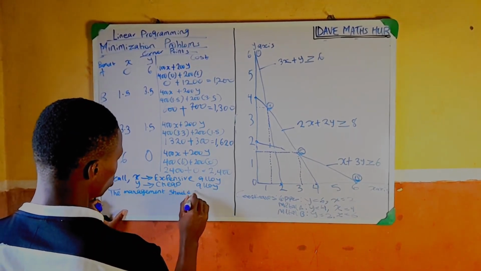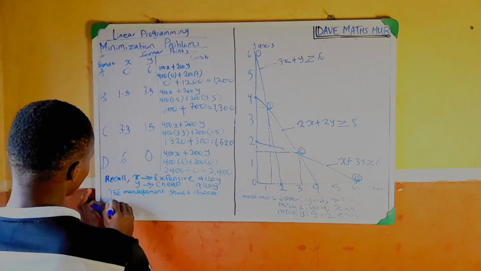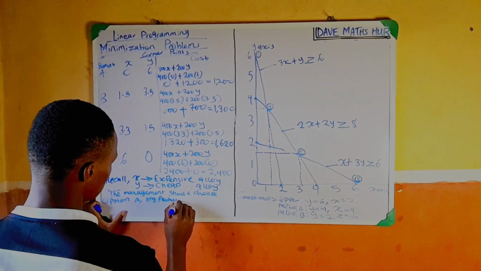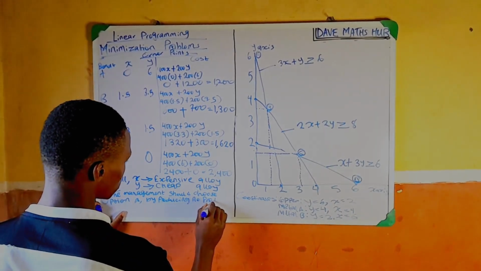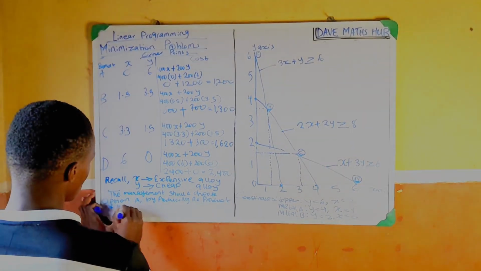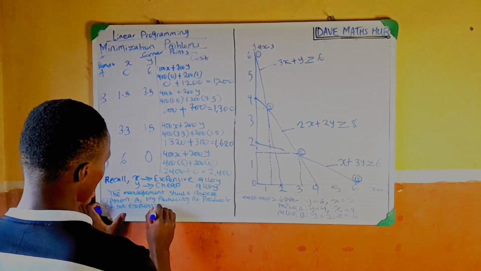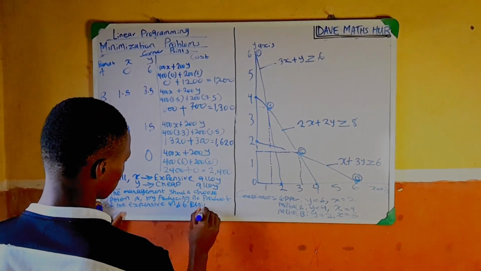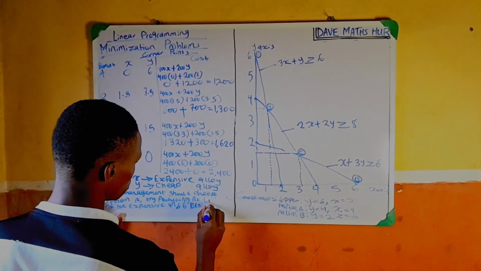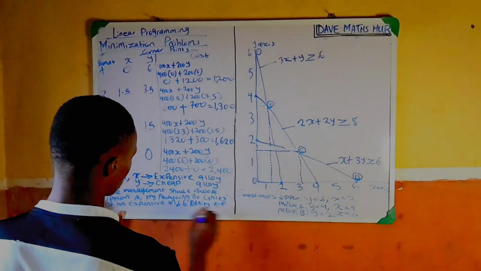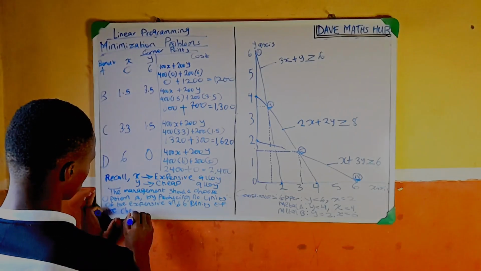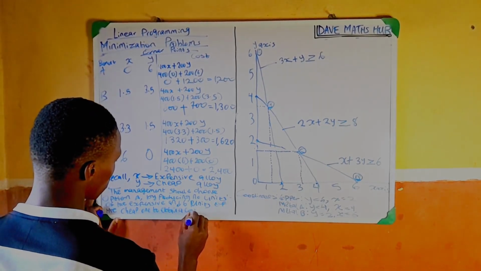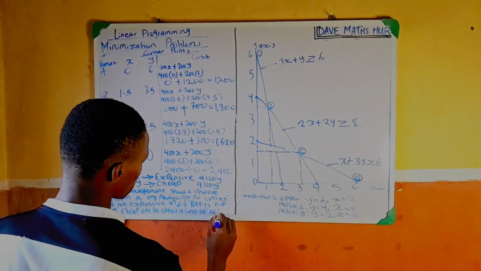So from this, we can say the management should choose option A by producing no units of the expensive one and 6 units of the cheap one to obtain a cost of 1,200.